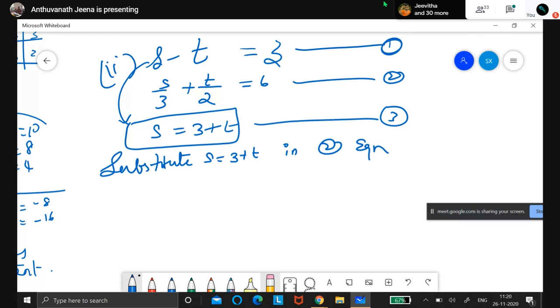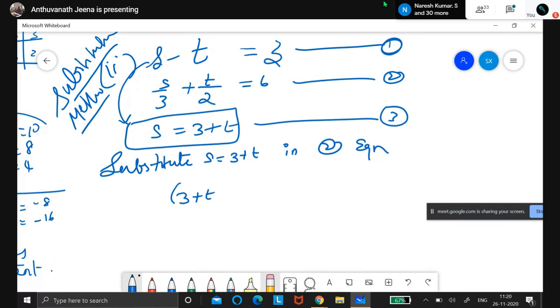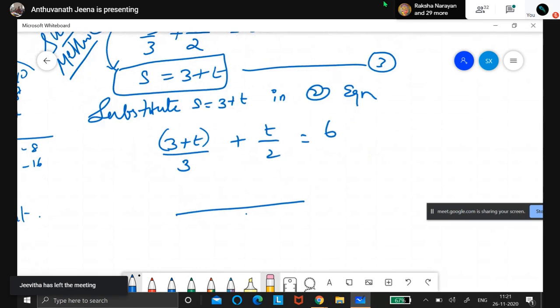The steps are important for the substitution method. This method is called the substitution method. So substituting in the second equation, wherever S is there, 3 plus t. (3 plus t) by 3 plus t by 2 is equal to 6. Now you see, take the LCM. When you take the LCM, it is 6 only. So you will be multiplying here by 2, right? So 2 into 3 plus t.